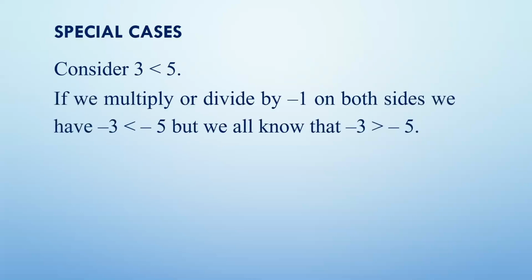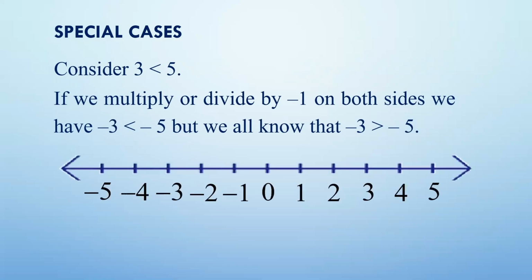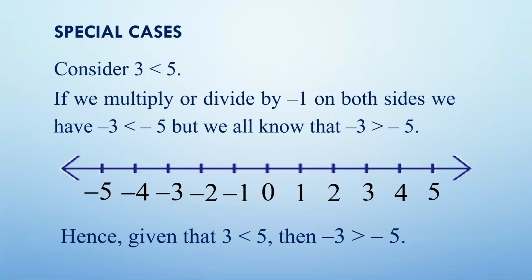Now we're going to consider some special cases. Consider 3, which is less than 5. If I multiply or divide by negative 1 on both sides, we are going to have negative 3 less than negative 5. But we all know that negative 3 is greater than negative 5. Okay? Negative 3 is greater than negative 5. Hence, given that 3 is less than 5, then negative 3 is greater than negative 5.